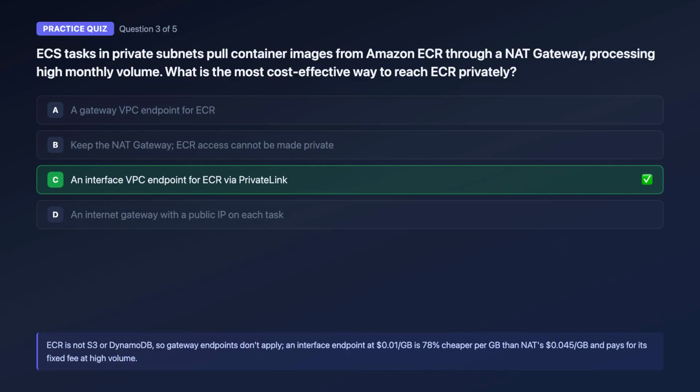It has to be C, and here's why. Gateway endpoints only cover S3 and DynamoDB, so option A is impossible for ECR. An interface endpoint at a penny per gigabyte is 78% cheaper than NAT's 4.5 cents, and at high volume that easily clears its small fixed fee.